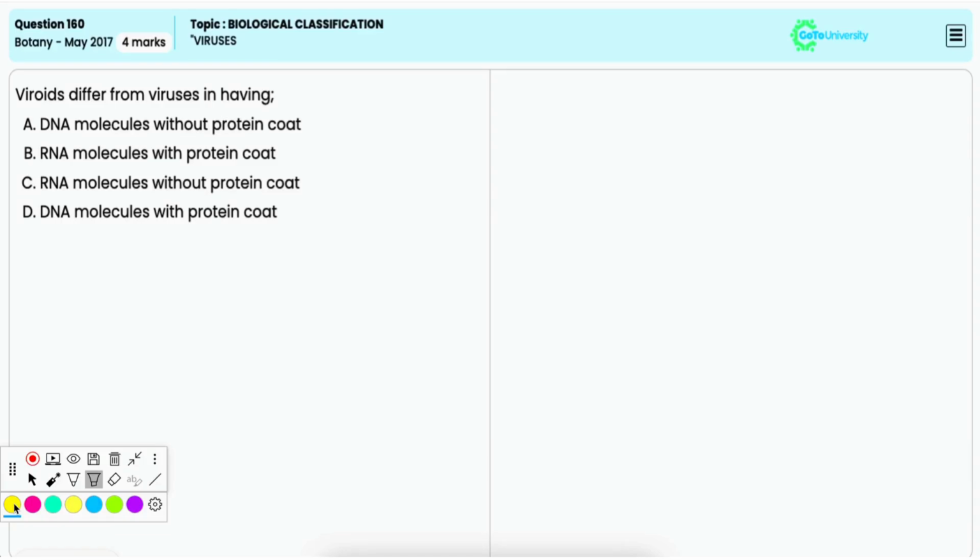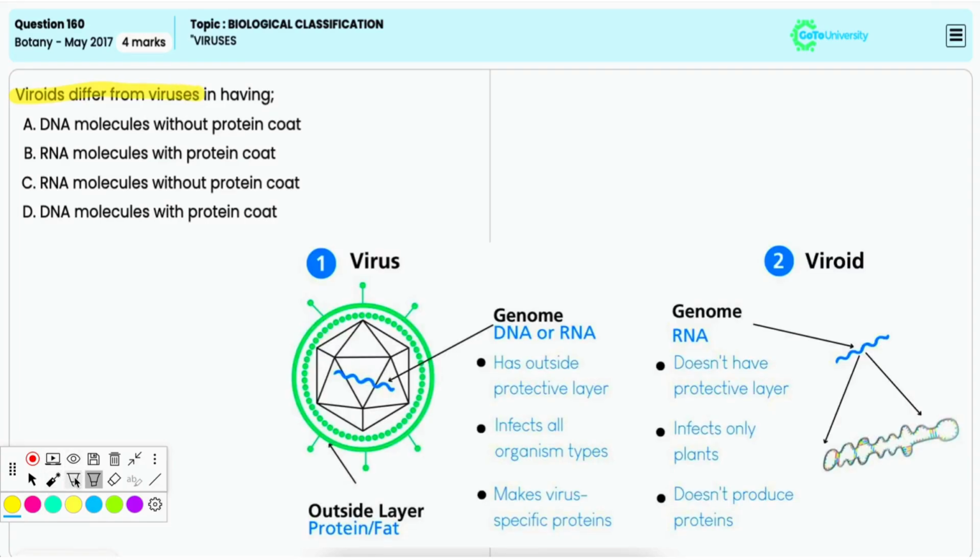In this question, you have to identify how viroids differ from viruses. Now, viroids are the simplest infectious particles, often infecting plants and causing several diseases. And it consists of a circular single-stranded RNA molecule. And they do not have a protein coat. And this distinguishes them from viruses.